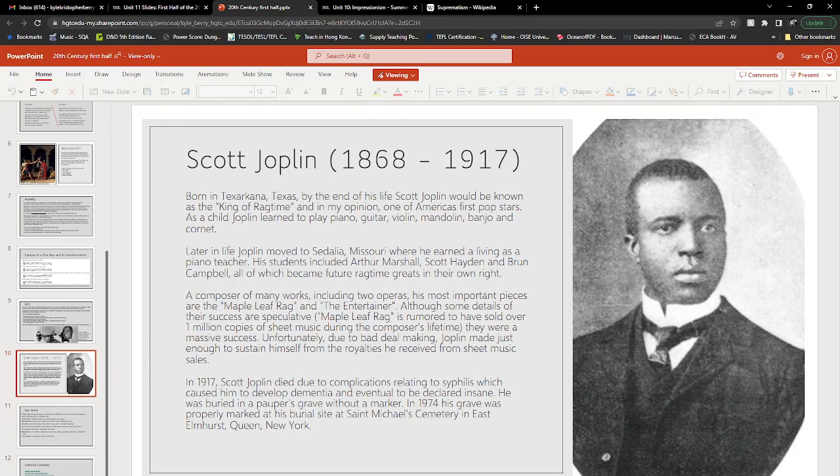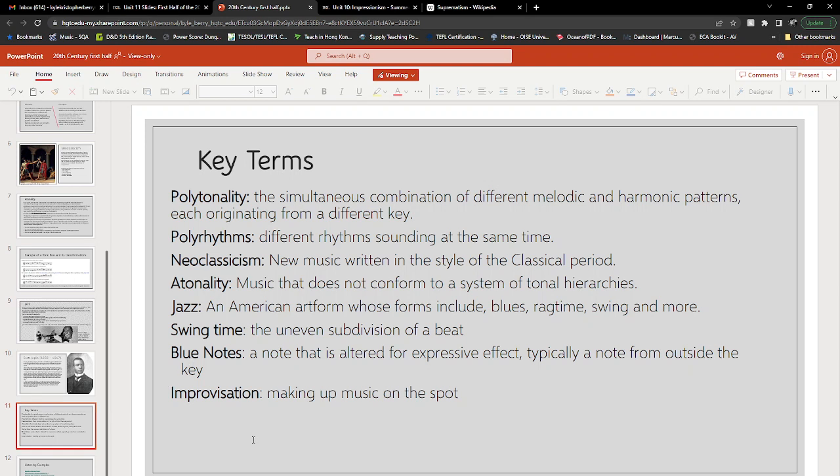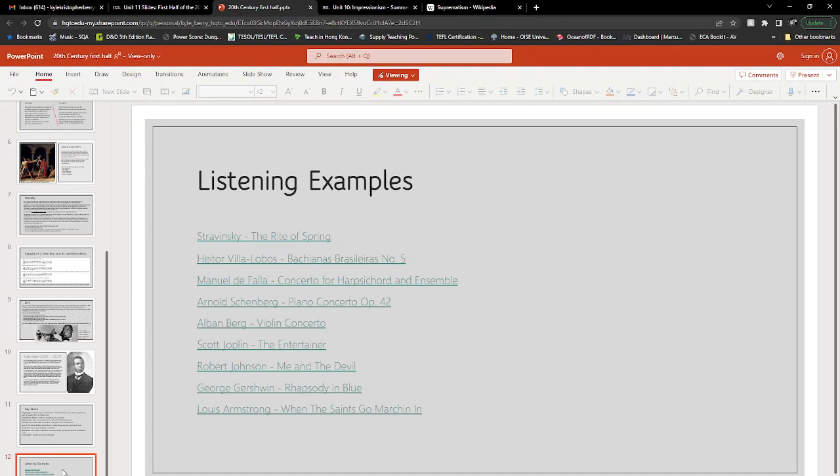There's a link to some of his music at the bottom of this, and I highly recommend that you look it up. So key terms: polytonality, polyrhythms, neoclassicism, atonality, jazz, swing time, blue notes, improvisation. Here are your listening examples. Here's Scott Joplin, The Entertainer.